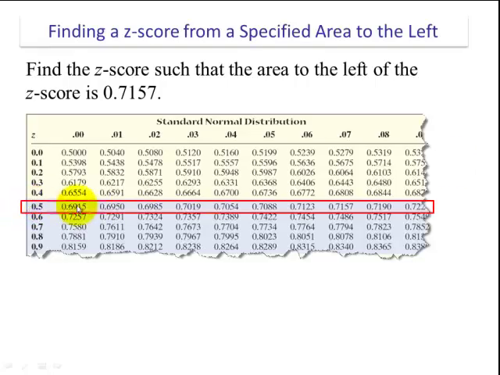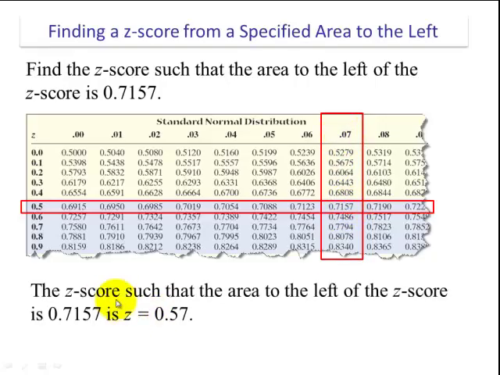And if we look closely, we can see that 0.7157 is exactly in the table. And to get the corresponding z-score, all we have to do is look at the row component, 0.5, and the column component, 0.07, and add those two up. We see that the z-score such that the area to the left of the z-score is 0.7157 is the z-score of 0.57. Let's try another example.